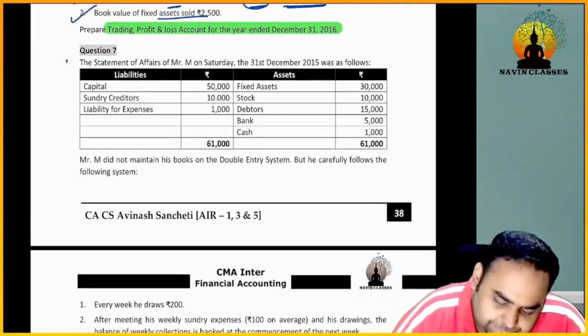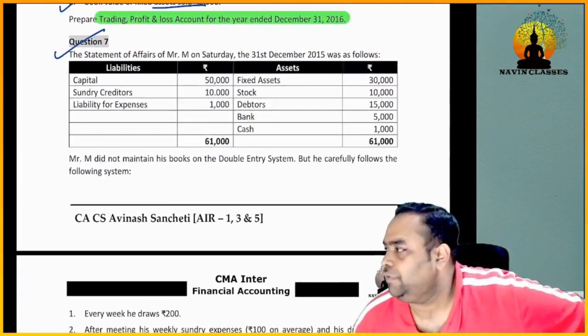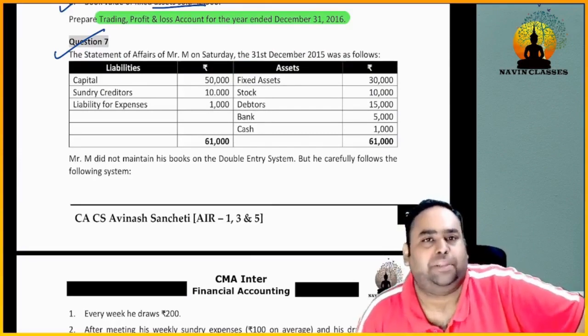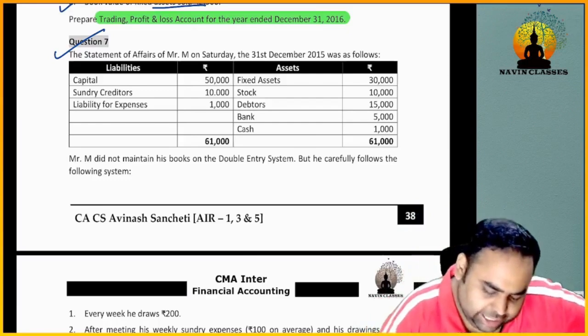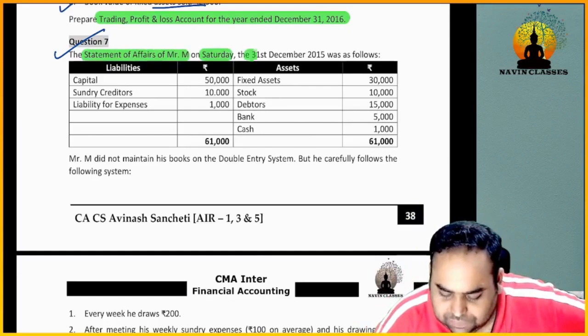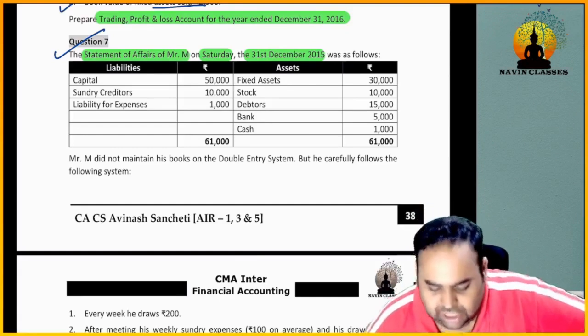Let's do question 7 first. Question 7. Read it along with me once, and then I will give it to you for solving. Try to solve the question on your own, then I will help. The statement of affairs of Mr. M on Saturday, 31st December 2015 was as follows. You have been given a balance sheet for 31st December.